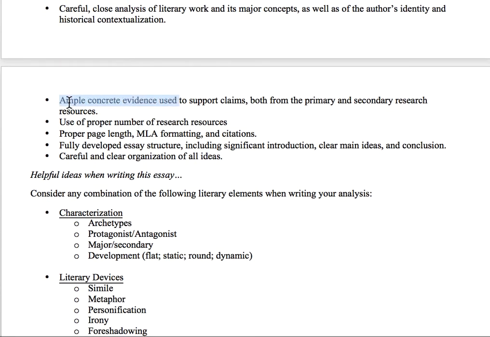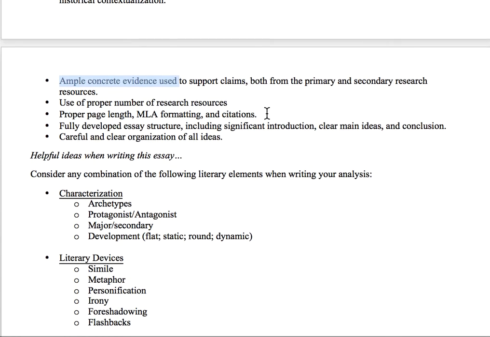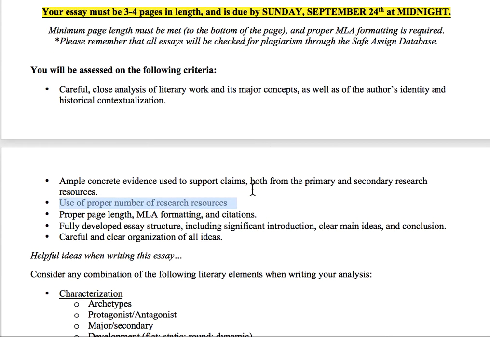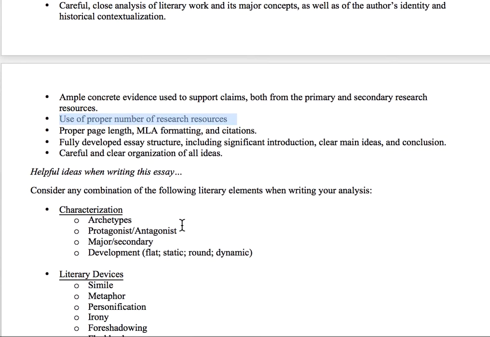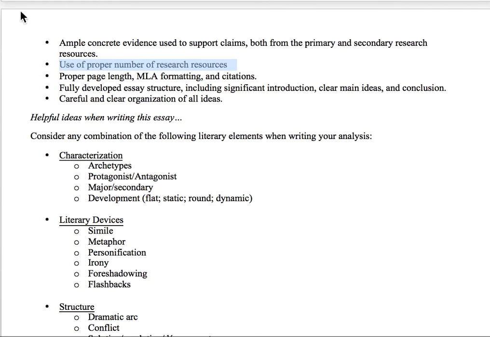Good, solid evidence from the text and from your secondary sources. A proper number of resources. Make sure you have 2 and a bib. Your bib, again, does not count as one of your required 3 to 4 pages. It needs to be a separate page. But you can include it in the same document. Just make sure it's the last page. Proper page length, MLA citations. Make sure you cite everything. And then fully developed essay structure, including good intro, clear main ideas, conclusion, and then careful and clear organization of all ideas.